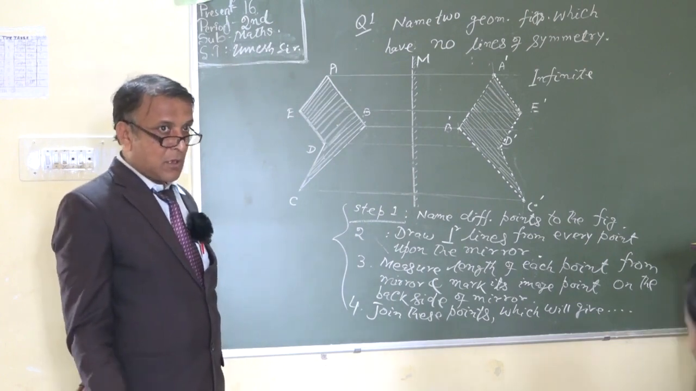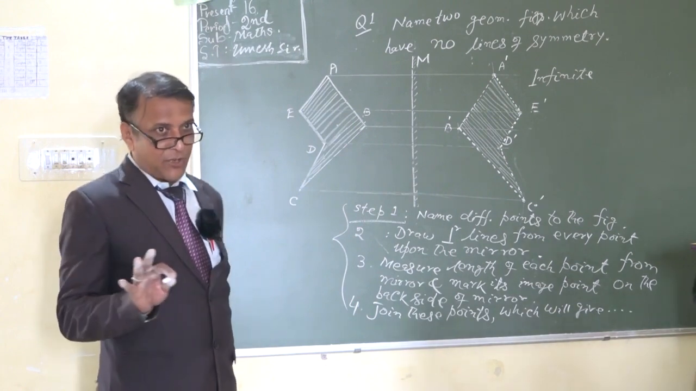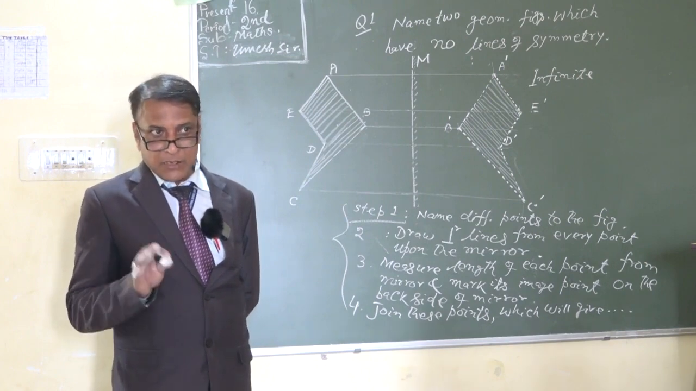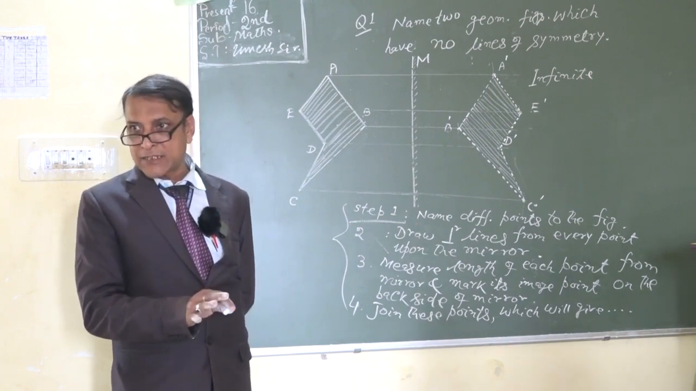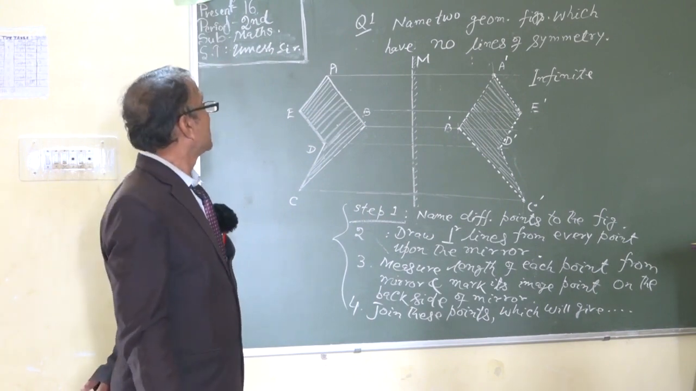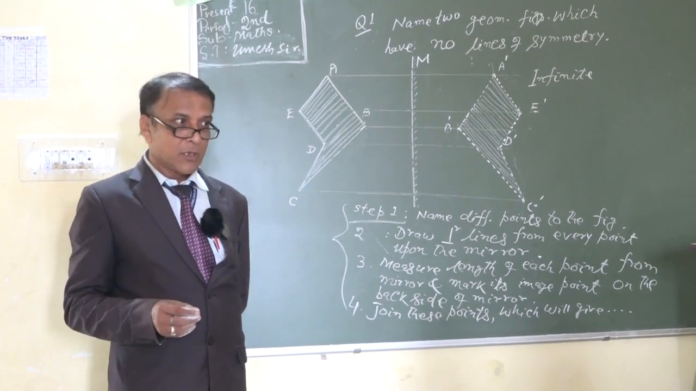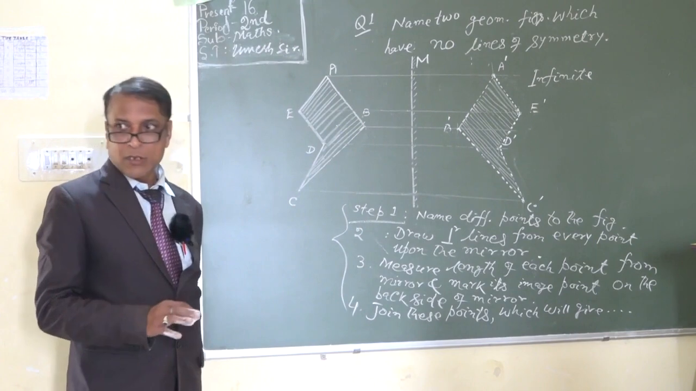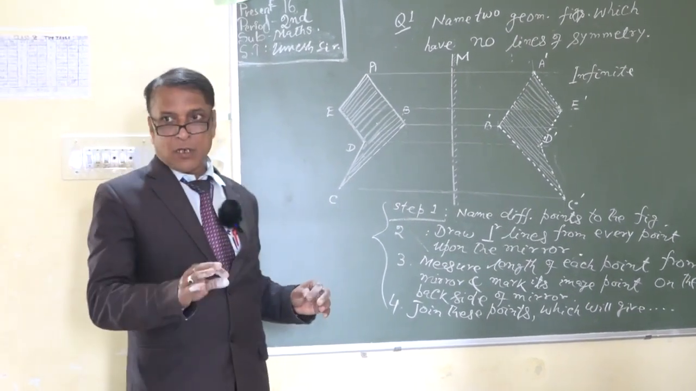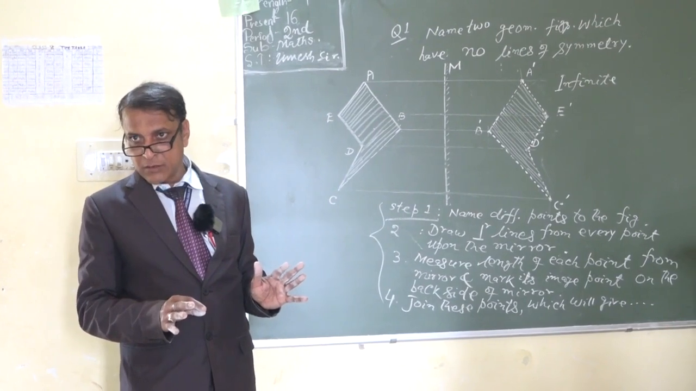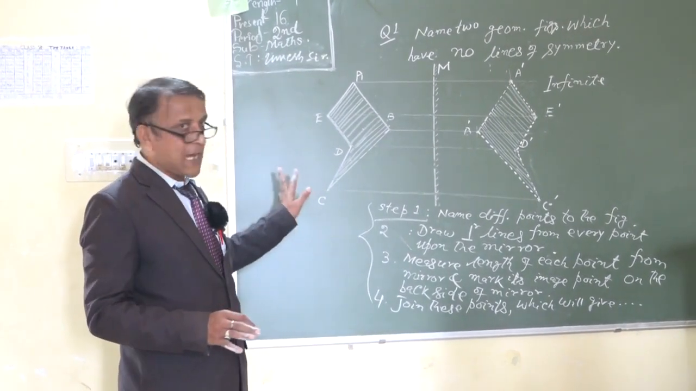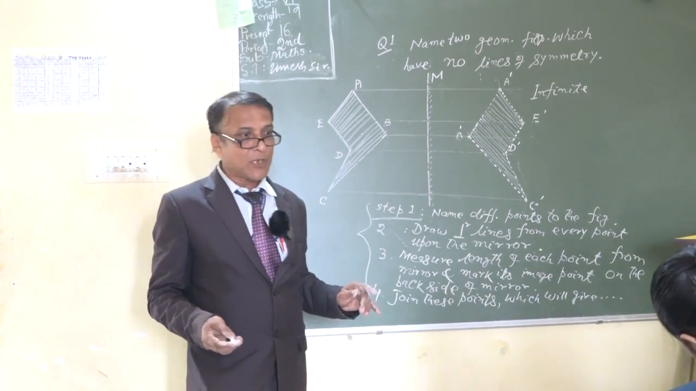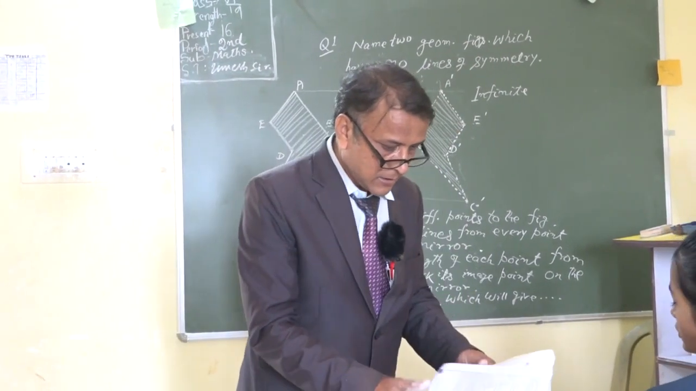Understood? Yes, sir. Already I said these things to you; it was finished in our last class. But today is the final class for this chapter. Which chapter is this? Chapter 12, Symmetry. So do these things; your homework is completed on this chapter. Still, once again I said it. Then next class, we will go to the next and last chapter. What is that? Practical geometry.